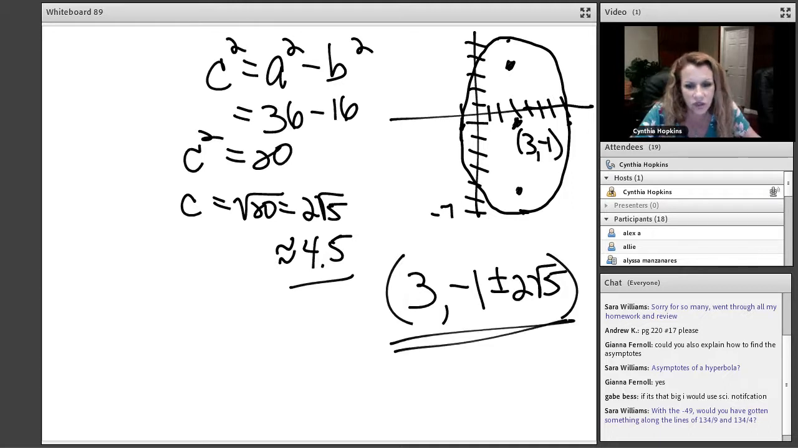And since they asked you for that in the answer column, I'm fine with you writing them together, but I do want your graph to show me where the foci are. Okay? Okay. That was number 13 on the quiz.